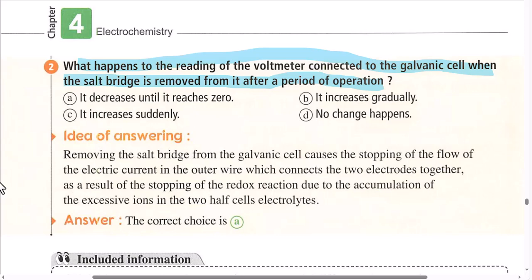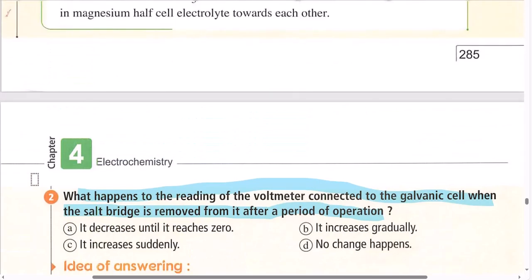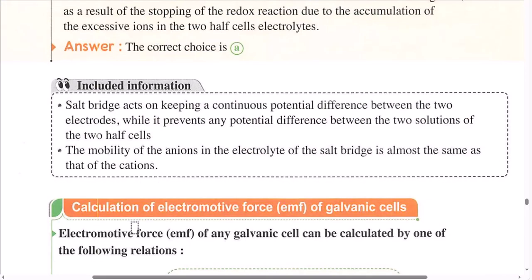If we remove the salt bridge which connects indirectly between the cathode half cell and the anode half cell, what will happen? The electric current will decrease gradually as the result of accumulation of the positive ions in the anode half cell and the negative ions in the cathode half cell. So the electric current will decrease until it reaches 0, and the correct answer here is A. It decreases until it reaches 0.